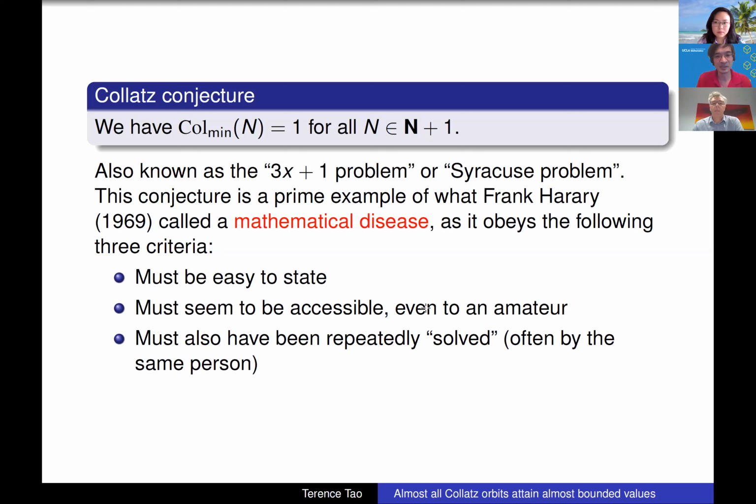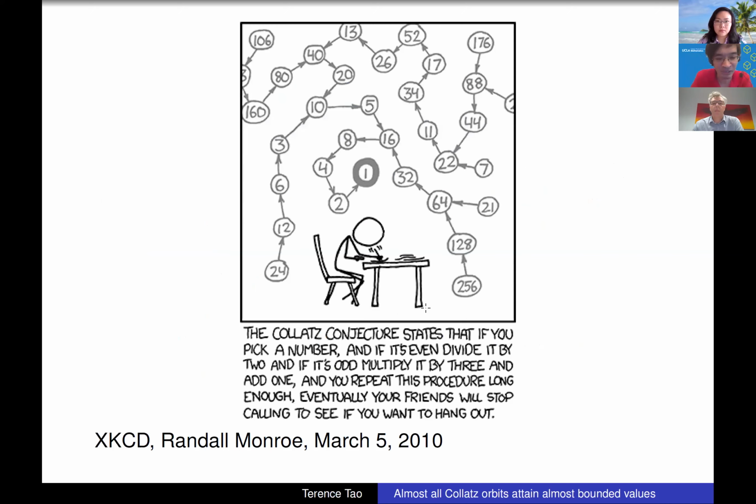So at this point, I'd like to share a nice comic from Randall Munroe, who runs XKCD, which you may have heard of. The comic says that the Collatz conjecture states that if you pick a number, and it's even, divide it by 2, and if it's odd, multiply by 3 and add 1, and if you repeat this procedure long enough, eventually your friends will stop calling you to see if you want to hang out. Okay, so this is the Collatz conjecture. Well, that's not exactly the Collatz conjecture, but that was Randall Munroe's take on it.